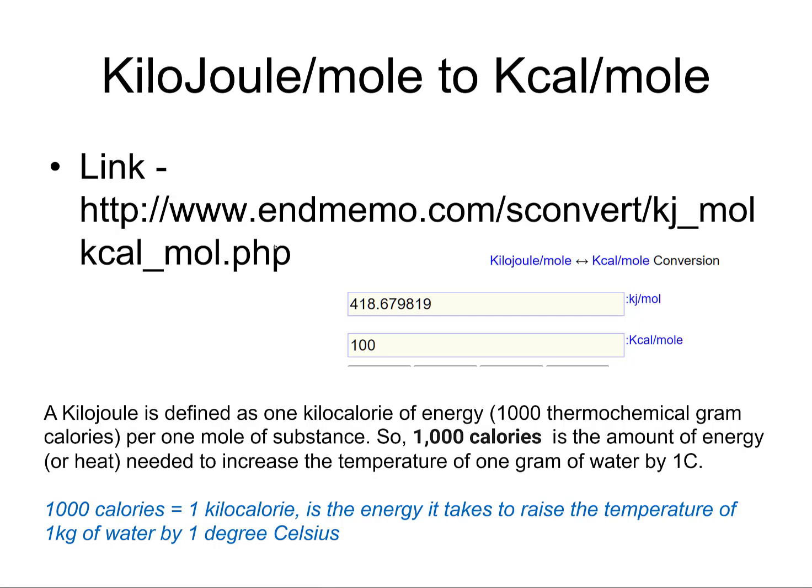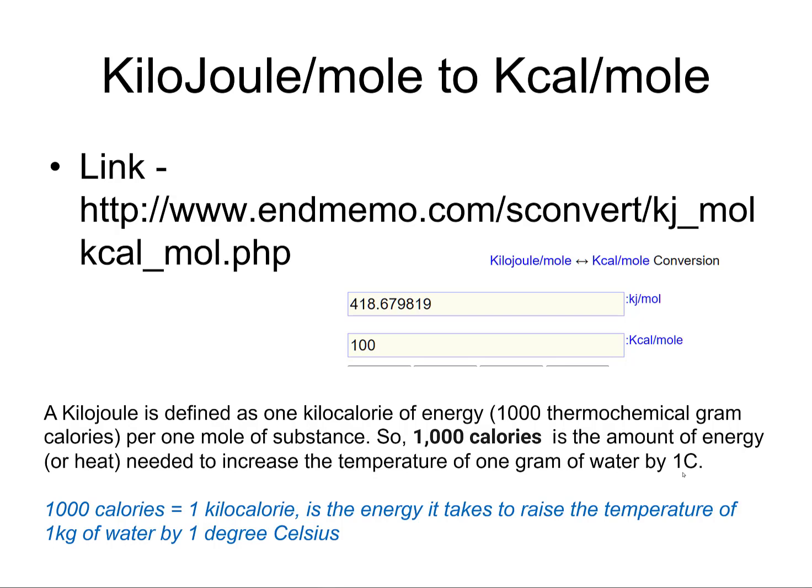You can just copy the link out of my slide set here, and you can enter the kilojoules per mole, or you can add how many kilocalories per mole. I added 100 and allowed the calculation to give me roughly 418.7 kilojoules per mole. And a kilocalorie is defined as 1,000 thermal gram calories per 1 mole of substance. So 1,000 calories is the amount of energy, or heat, needed to increase the temperature of 1 gram of water, or 1 ml of water, which is the same thing as a cubic centimeter, by 1 degree C.